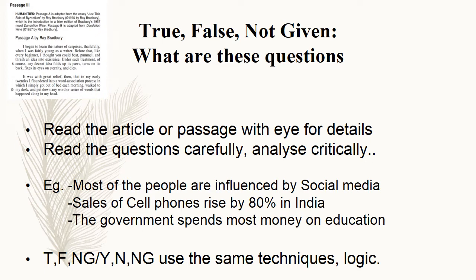Similarly, for sales of cell phones rise by 80% in India, and government spends most money on education: most, more, less. You need to be very, very watchful and careful about comparative words like more, less, most, and so on and so forth. True, false, not given and yes, no, not given use the same techniques and logic. So the ground rules are the same. That's why we are looking at them and trying to learn them together.